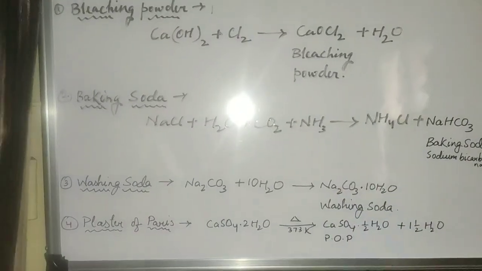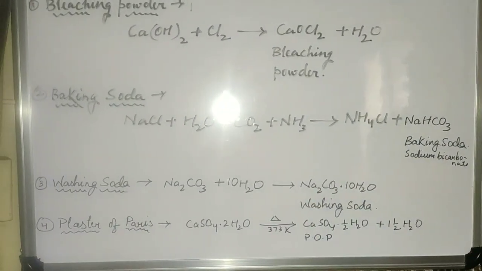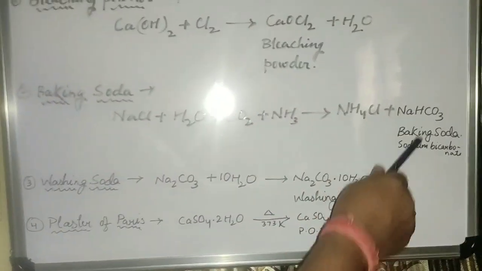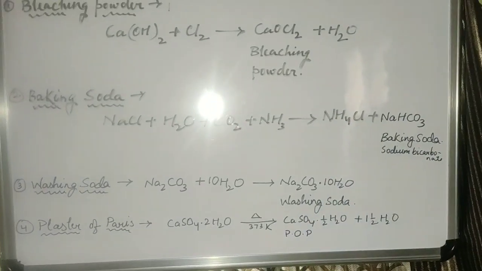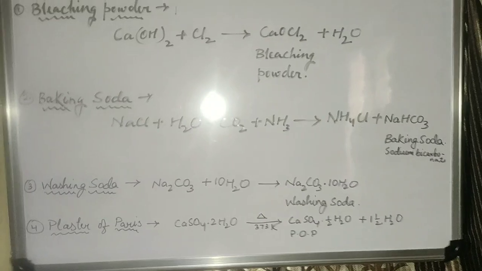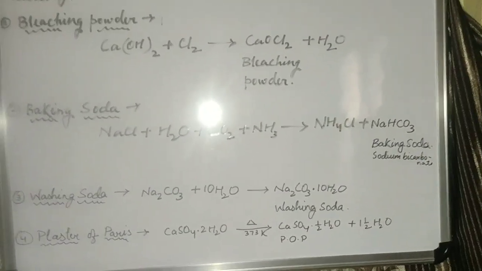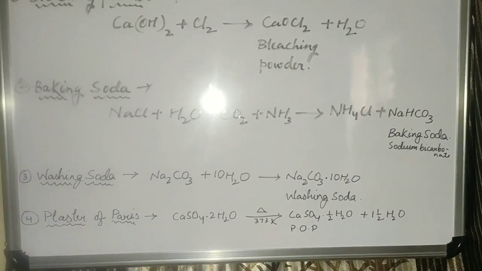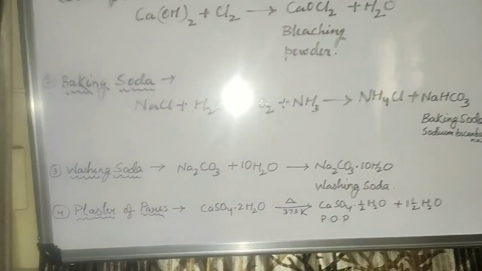Now, how does this make the bread fluffy? When this sodium hydrogen carbonate is heated, it releases the carbon dioxide gas which gives the fluffiness to the bread, to the cake, etc.